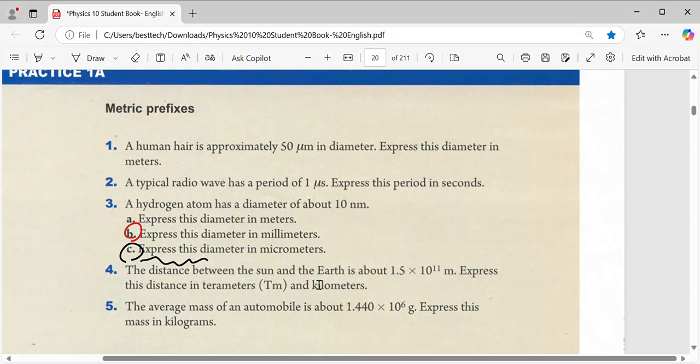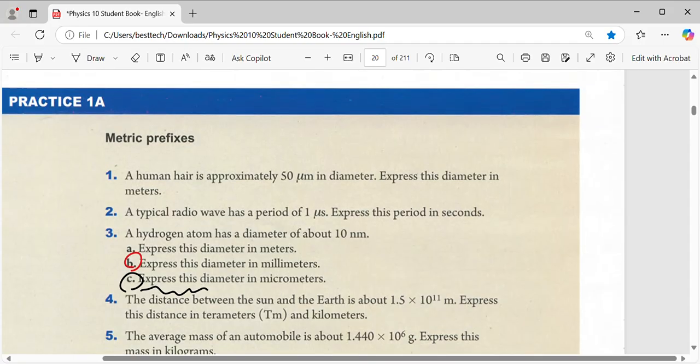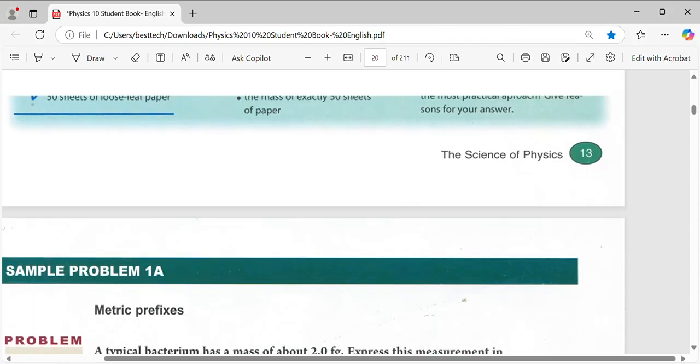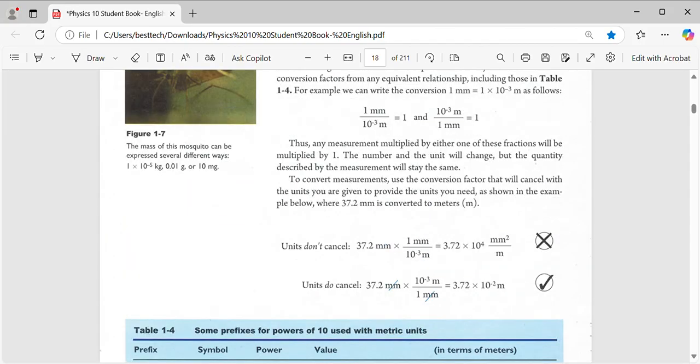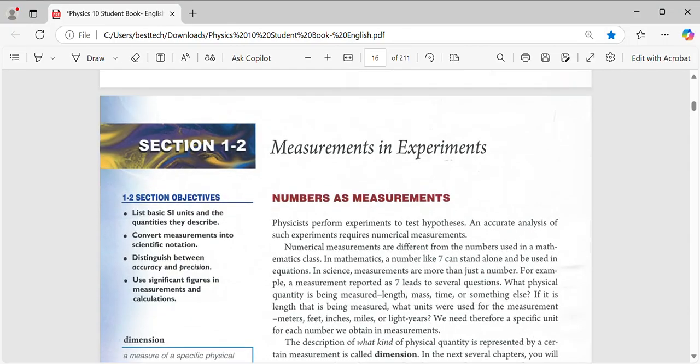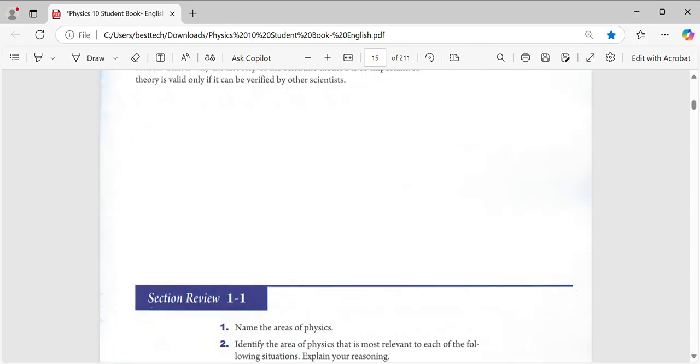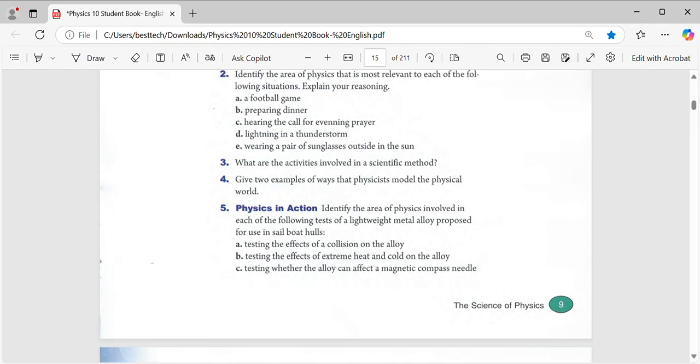We stopped at question 3. We did part A and part B, and part C is left, and then question 4 and 5. But before we start to explain and solve these questions, I'd like to tell you some things, guys. In the previous sections we solved some examples. In section 1, page 9, just the answer of part B.